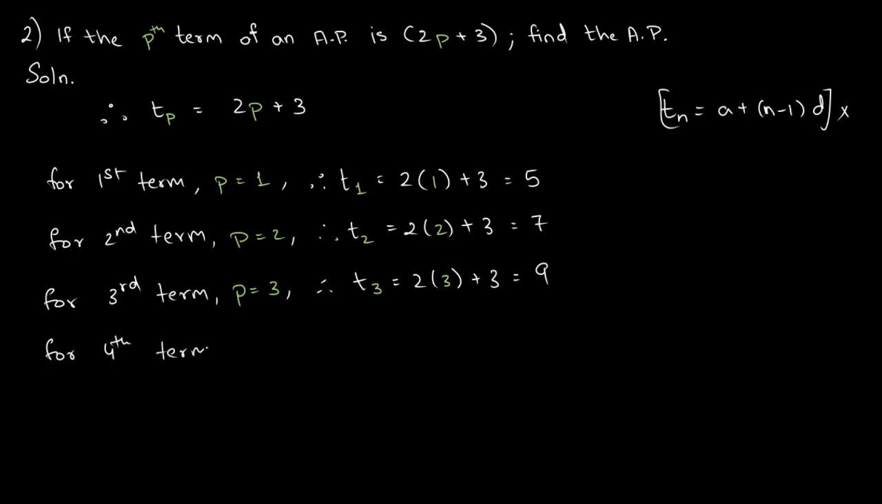So let's just get that down. p would be equal to 4, and so the fourth term T4 is equal to 2 into 4 plus 3. So that's 8 plus 3, which is 11.